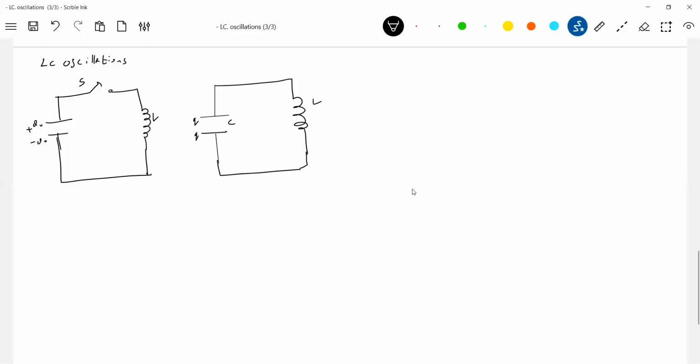Some charge across the capacitor starts decreasing at any instant of time, let me write it as Q naught minus Q. Anyway, let me take this one. This is at t equals 0. At t equals 0, I close the switch. After closing the switch, what is this?